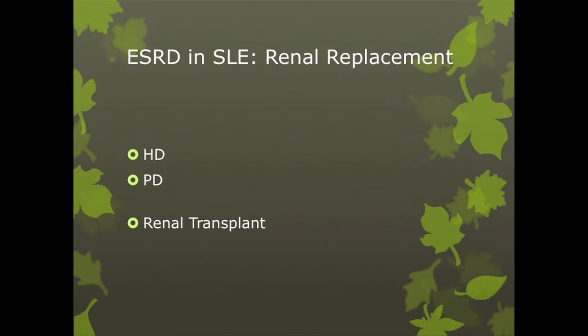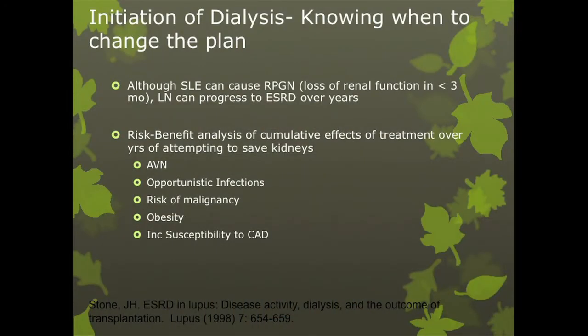So what are the options if a patient does progress to end-stage renal disease? Renal replacement therapy, including hemodialysis, peritoneal dialysis, or kidney transplant. My colleague can probably speak more about this because she's a dialysis doctor, but when is the time that you have to start thinking about putting patients in dialysis, or what are the circumstances that may indicate it's time? Knowing when to change the plan. So although lupus itself can cause a rapid progression of nephritis, that's RPGN, it can progress over several years. And basically, all these years of treatment can lead to various problems and various complications.